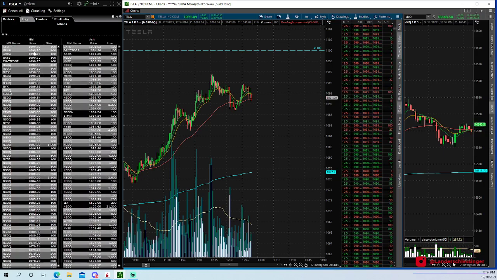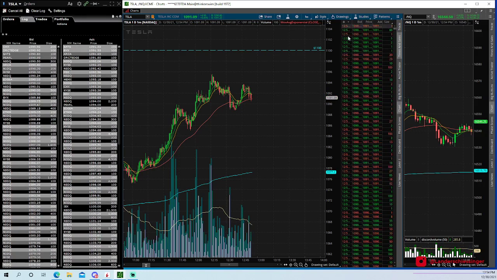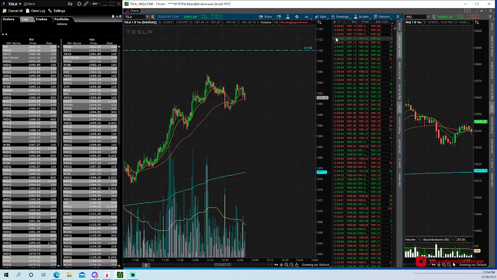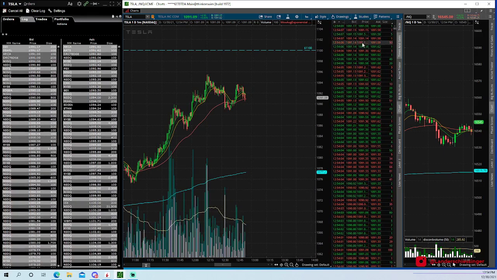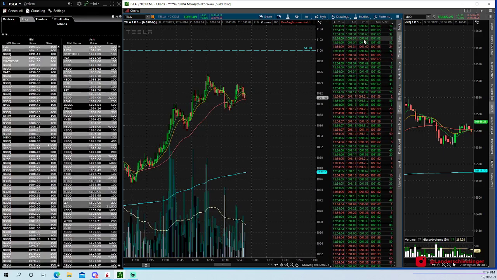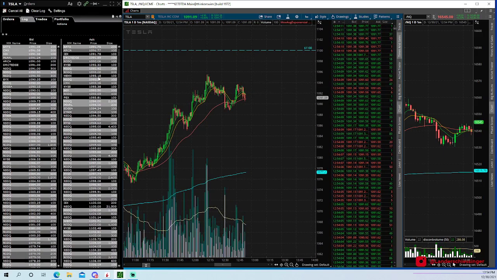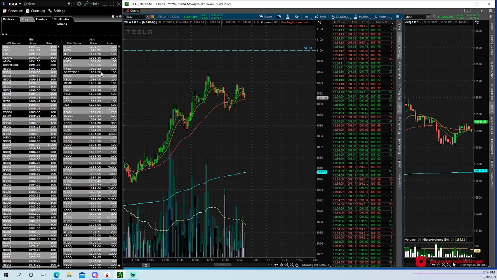This is the price that people are trying to buy it at. This right here, the time and sales, this is what people are actually executing at. This is the orders that are getting executed right now. These are the orders that are waiting to be executed, right?